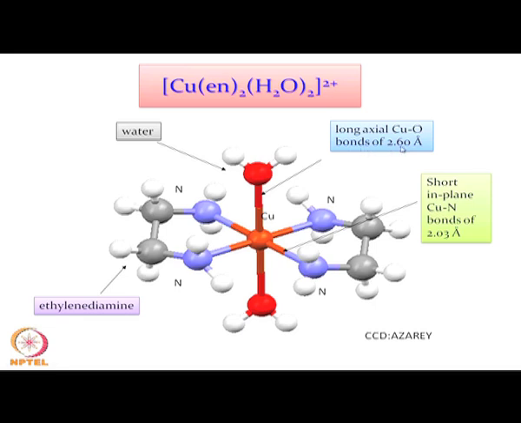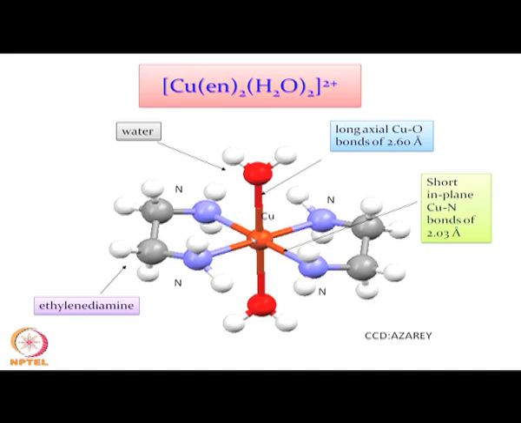So, it is in the range of 260 picometer or 2.60 angstrom, and the short in plane copper nitrogen bonds are in the range of 2.03 angstrom. So, these copper nitrogen bonds are shorter in plane, and we have the corresponding longer distances along this particular axis, which is the elongated axis, and we have the bis ethylene diamine molecule for this sort of distortion.